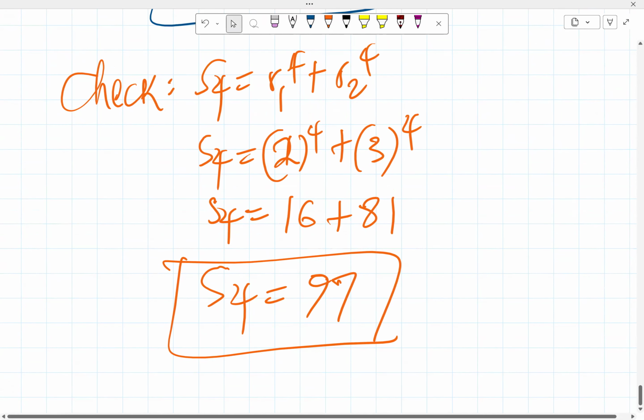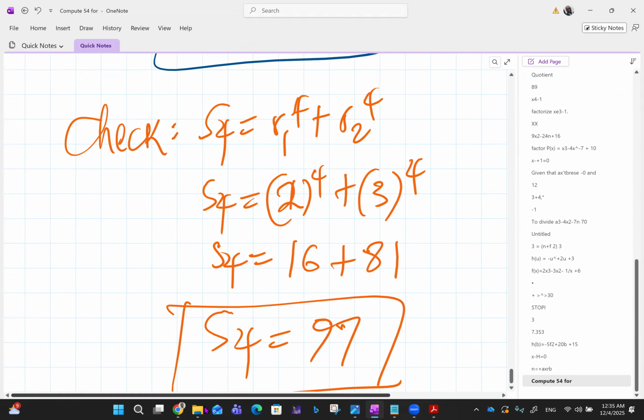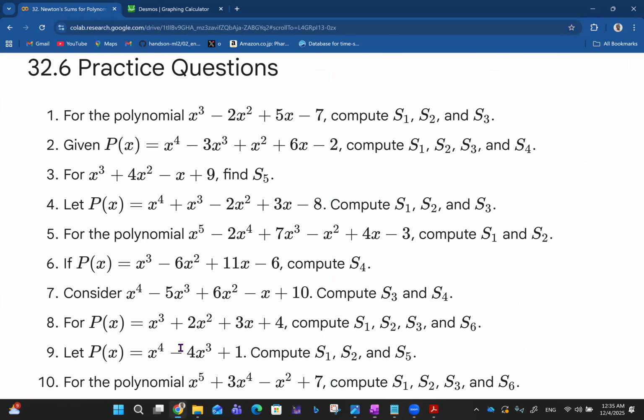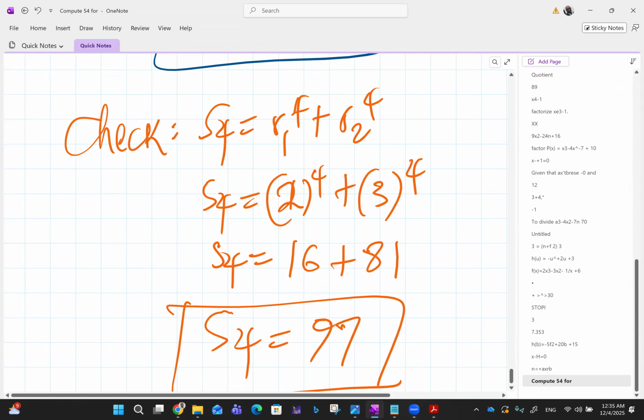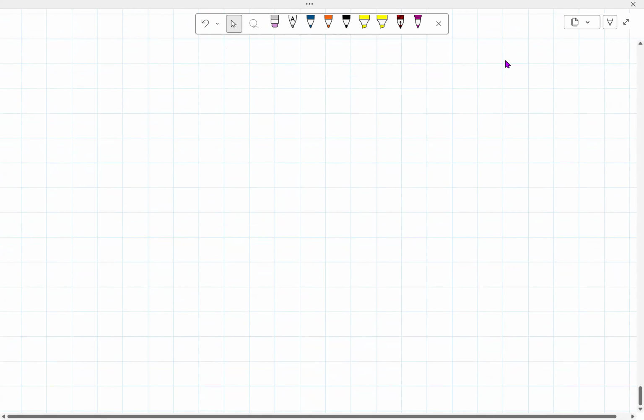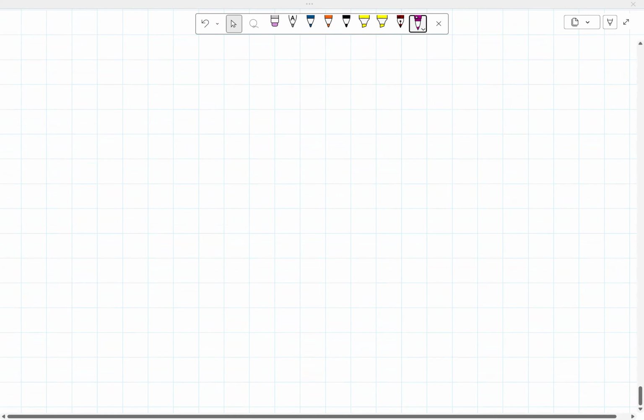So with that, we come to the end of this interesting video about Newton's sum for polynomials. This simply tells you that even without solving a polynomial, you can actually find the Newton sum. And the Newton sum simply means like S1. Let's establish it again. I've done this over and over again, but I just want to emphasize that S1 simply means R1 plus R2.